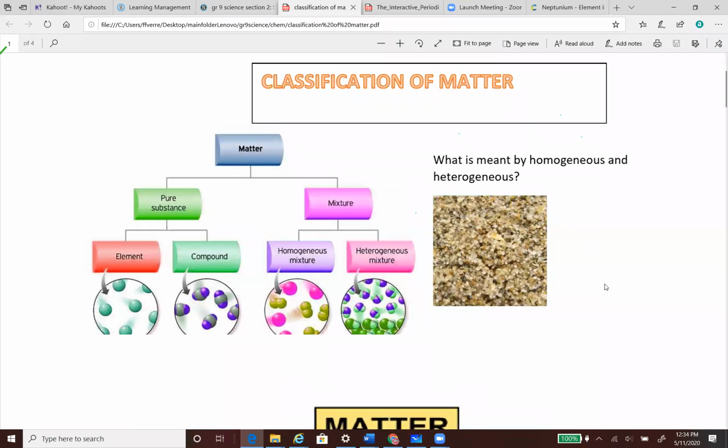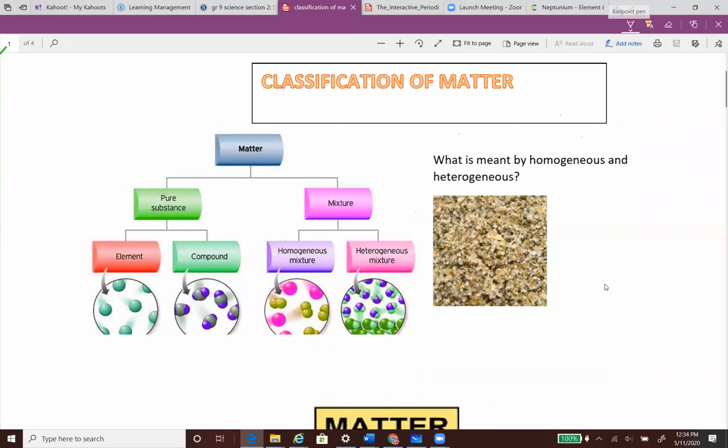We know that matter is made up of little particles. We talked about the particle theory and the atomic theory. But now we're going to try to understand the different types of classification of matter. Okay? So here's a little chart to help visualize this. A lot of this is review, because we already talked about the difference between some of these things. For example, we said what an element is, right? An element is something that is made up of one type of particle, right?